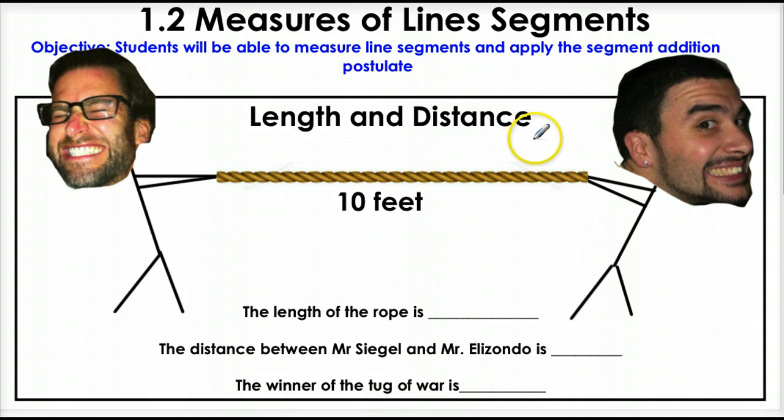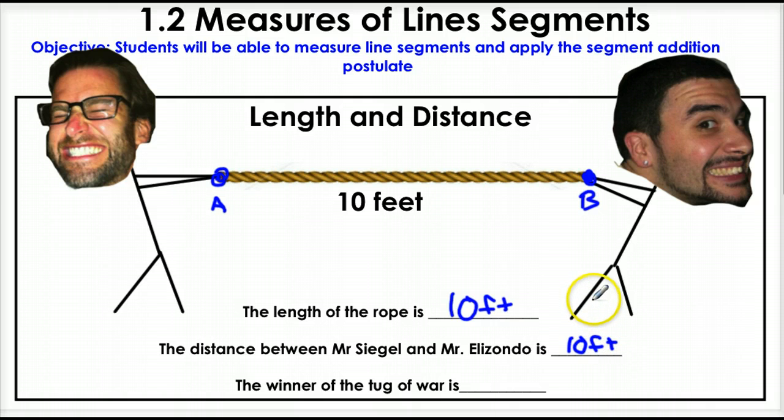What is it? Well, if you have something that has two endpoints, like a line segment, it will have a definite length. For example, this rope that Mr. Siegel and Mr. Elizondo are tugging on is 10 feet. Another way to say it would be the distance from one end, let's call that point A, to the other end, let's call this point B, would be 10 feet. So the distance between these two points is also 10 feet.